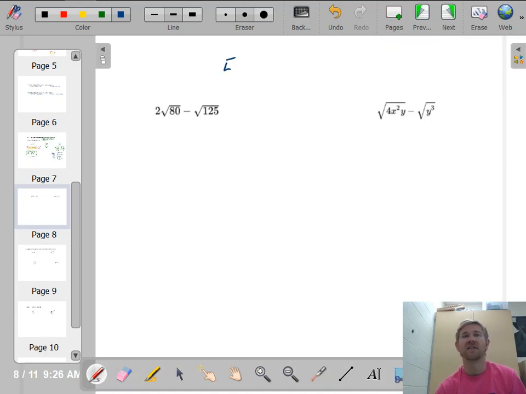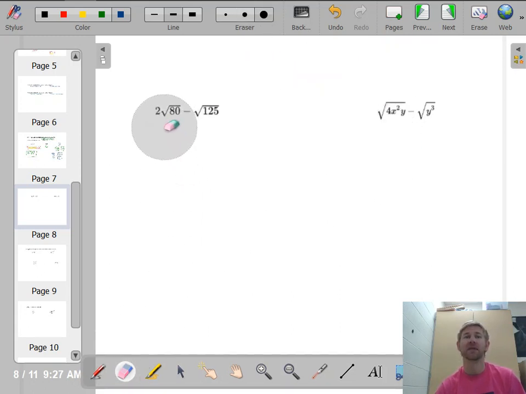So if I had 5 radical 3's and I took away 2 radical 3's, I could say that that is 3 radical 3. But that's because they have the same radicand. So first thing, just make sure you understand that unless they are the same, you cannot combine them. So these aren't the same. These aren't the same. So you can't just do this in one step. You're going to have to simplify the radicals.